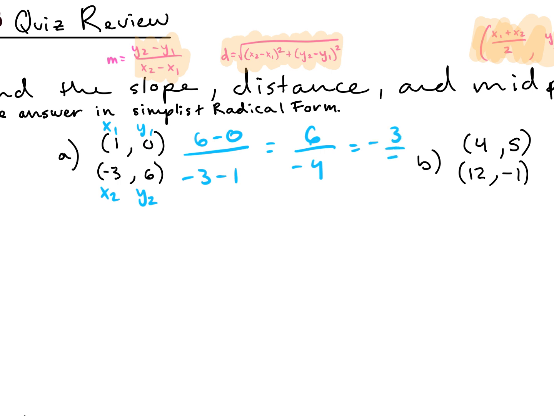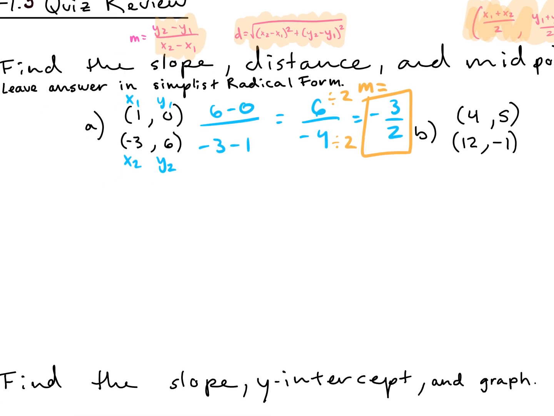Negative 3 over 2, perfect. We can divide the top and the bottom both by 2. So our slope is negative 3 over 2. Any questions there? Next, let's find the distance.